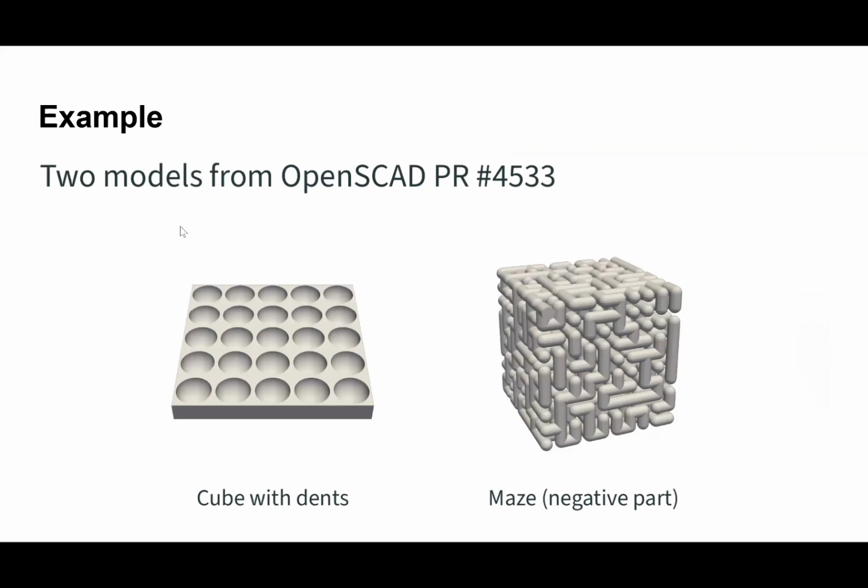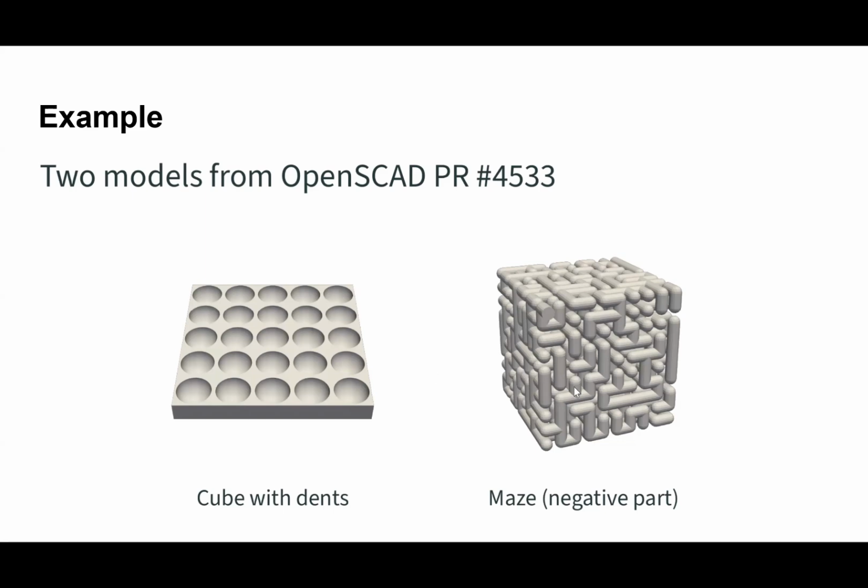So I'll give two simple example timings, because we haven't done any very rigorous benchmark with this. We know that it is faster by some examples. These two models are from the OpenSCAD PR, which integrates Manifold as its new experimental backend. This one we call cube with dense. It's not exactly a cube, but you are subtracting a lot of spheres from the underlying cube.